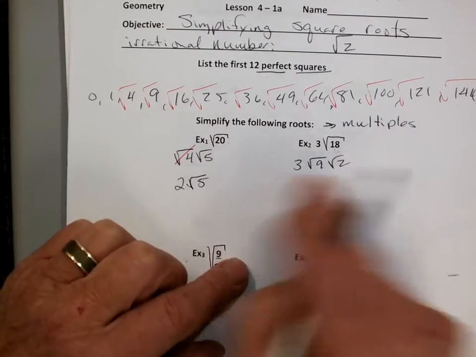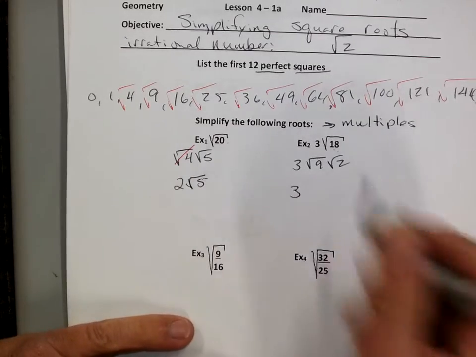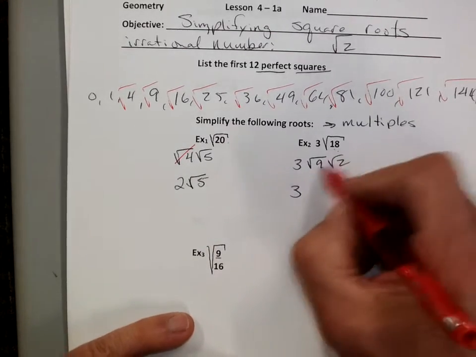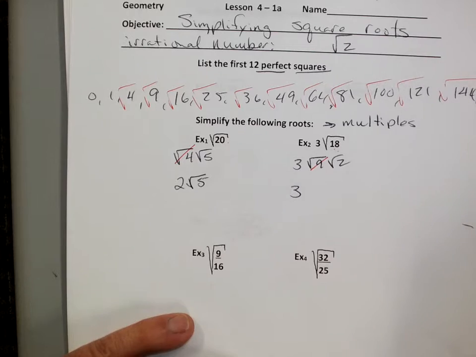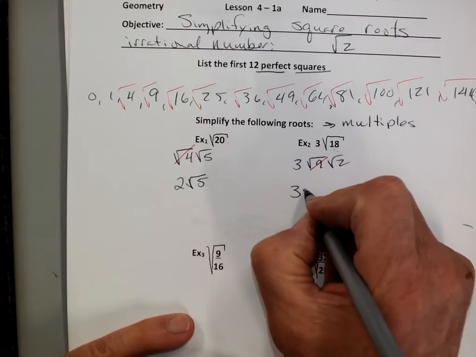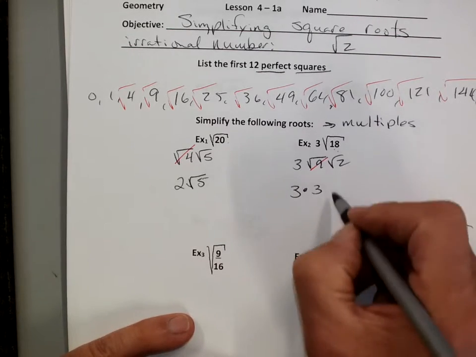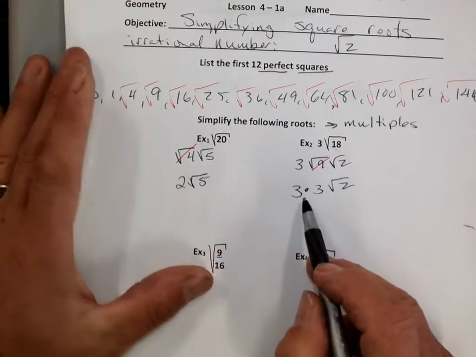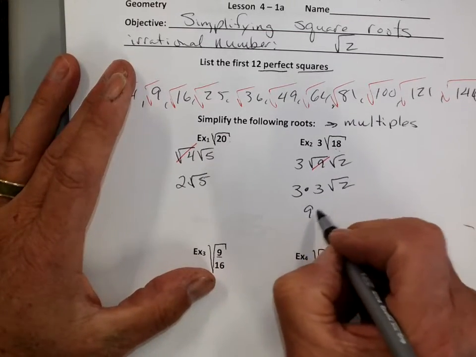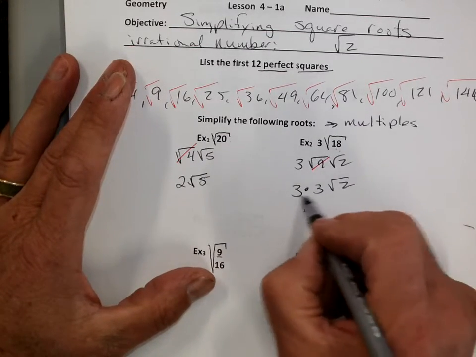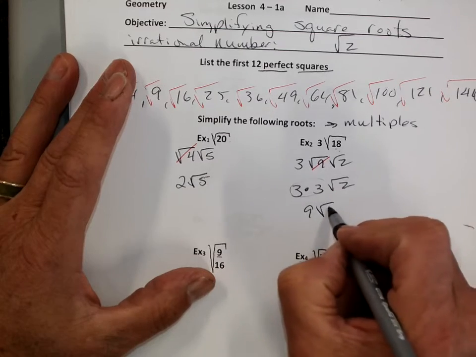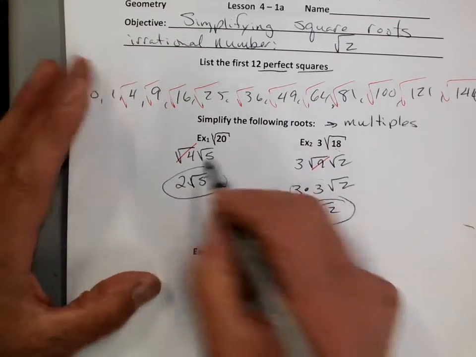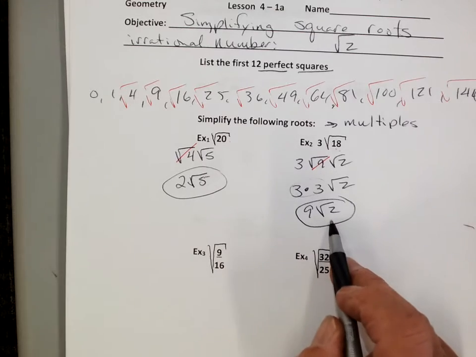So to continue simplifying this, I write down the 3. The square root of 9 is 3, so I'm going to have another 3 times 3. And then the square root of 2, we're going to leave as square root of 2 because you cannot reduce it. It is an irrational number. From here, 3 times 3 is 9, times the square root of 2. We're going to leave it like that because the square root of 2 is an irrational number. I don't want an ugly decimal, I want a square root of 2.